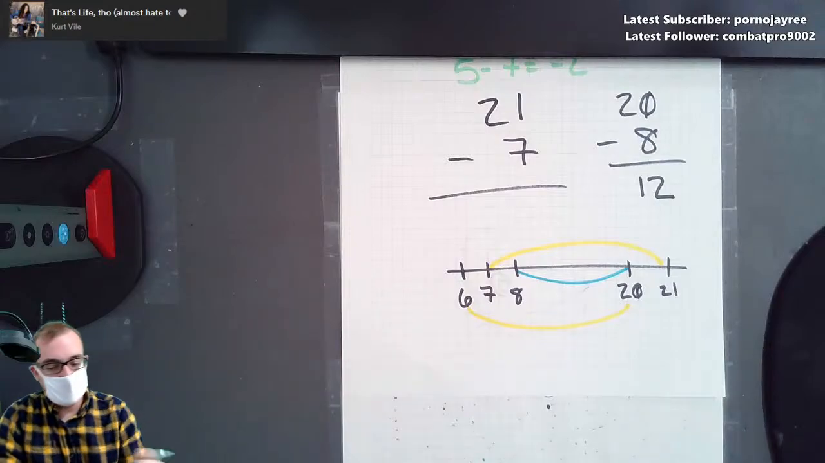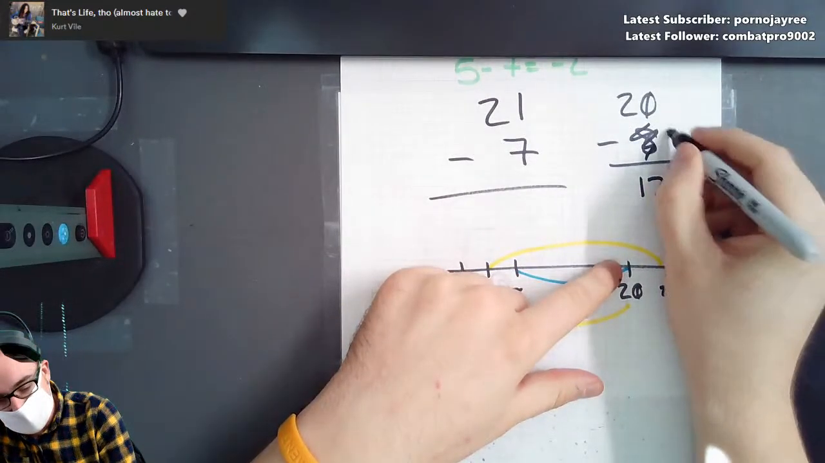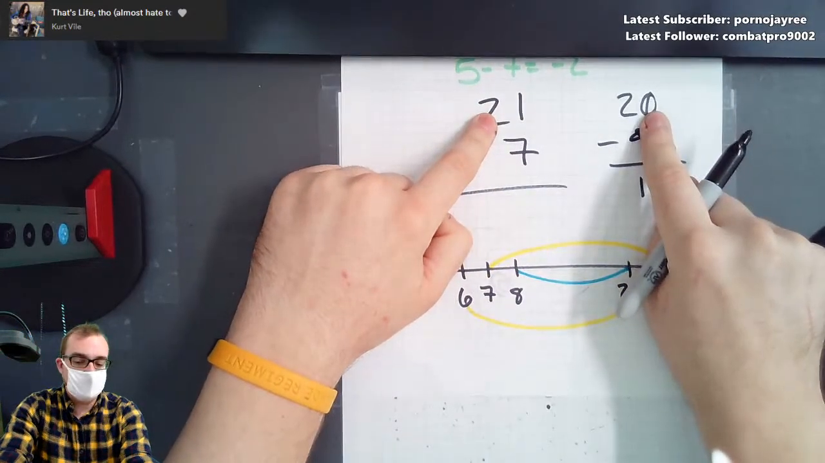So we don't want to do 20 minus 8. We want to do 20 minus 6. See how we move 21 to 20? We move 7 to 6.